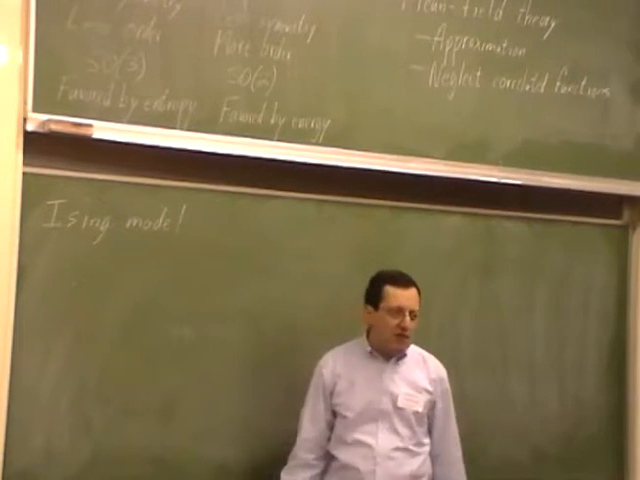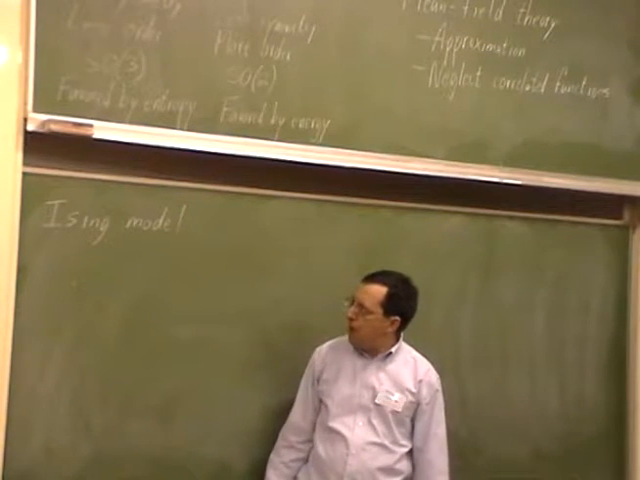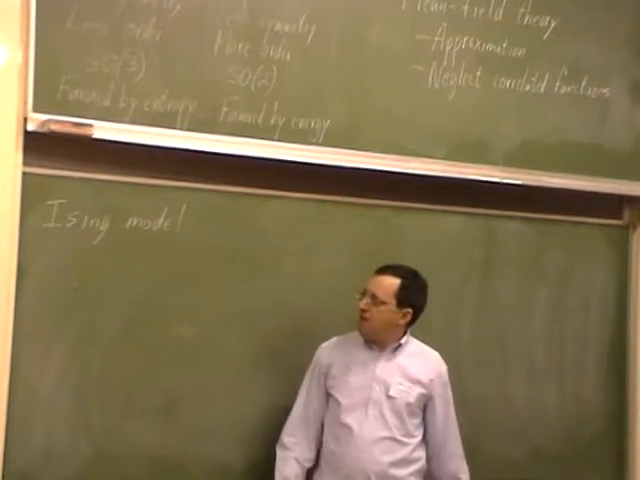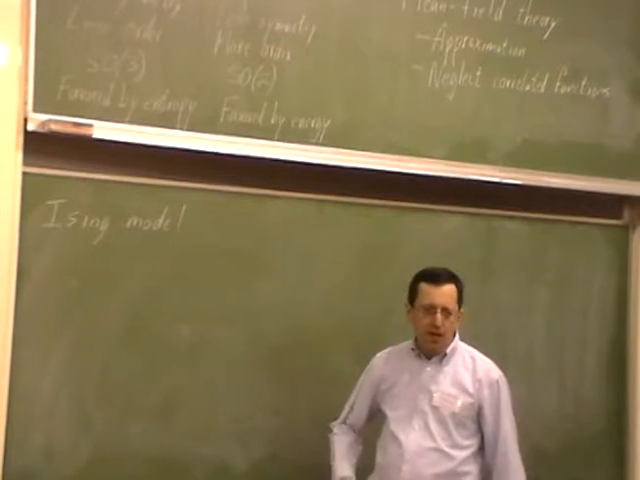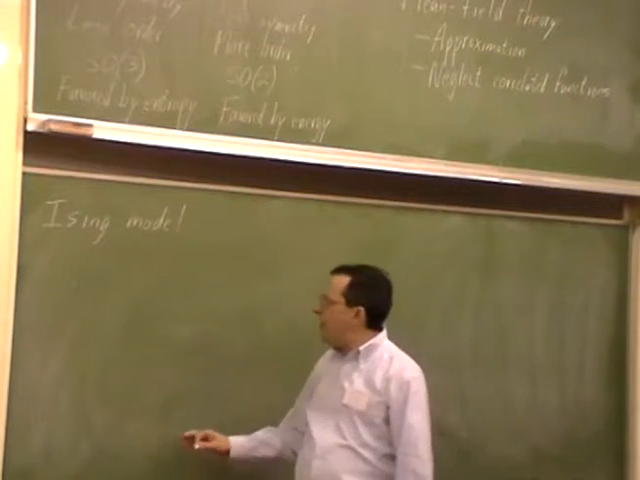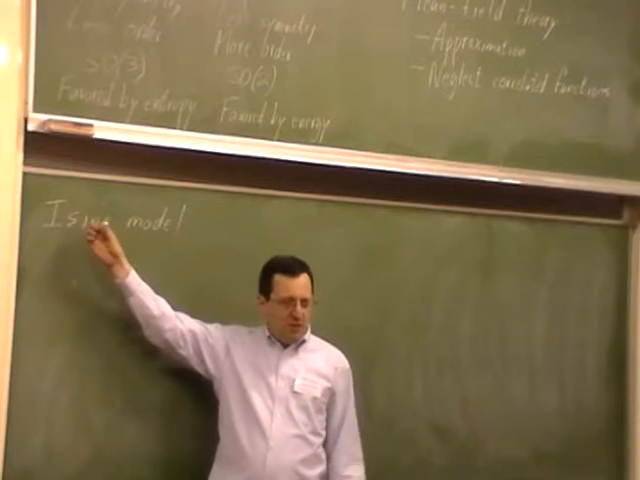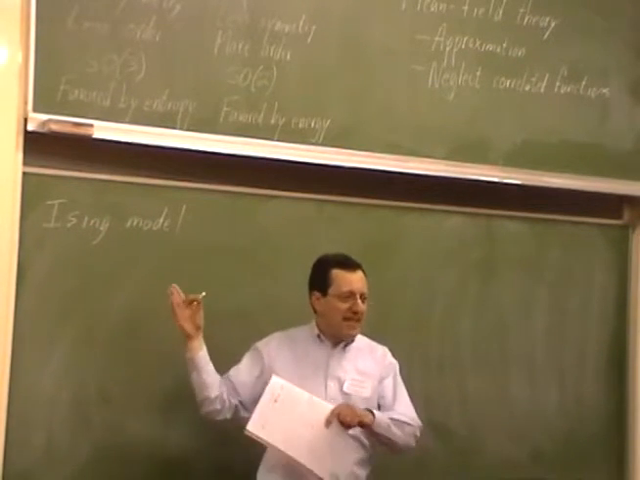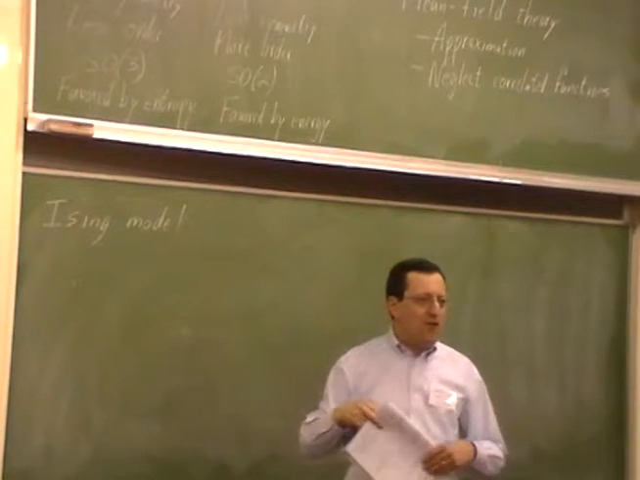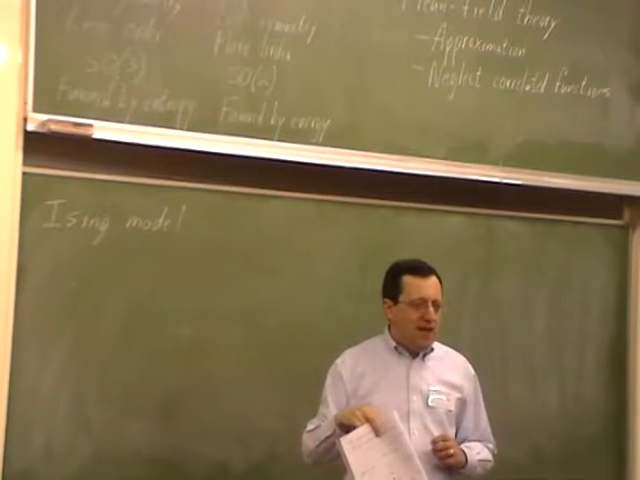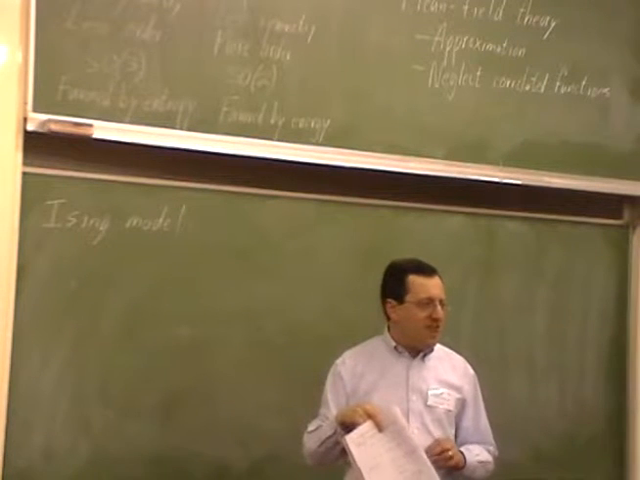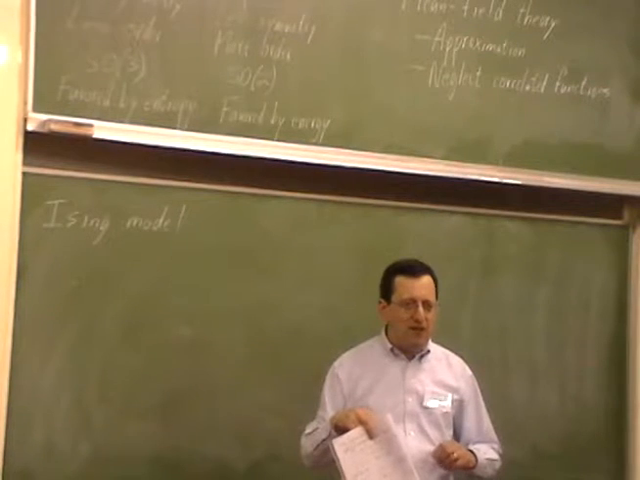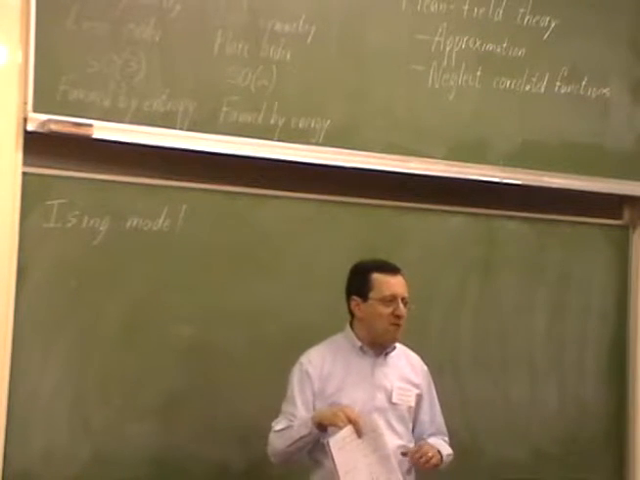Okay, so this is a classic model for magnetism. It was developed, I guess, in the 1920s by Hans, a German graduate student, Ernst Ising, right? This is the only case I know of where work was named after the graduate student rather than the professor. I promise you this will never happen again.